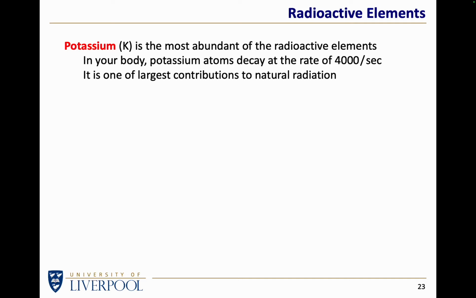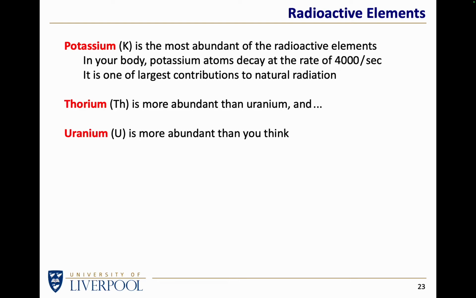4,000 sounds a lot, perhaps, for every second, but remember just how many atoms there are in your body. It's a tiny amount compared to the total. And potassium decay, potassium radiation, is one of the largest contributions to background radiation. The other two elements are thorium and uranium. Thorium is more abundant than uranium, and uranium is probably more abundant than you think.